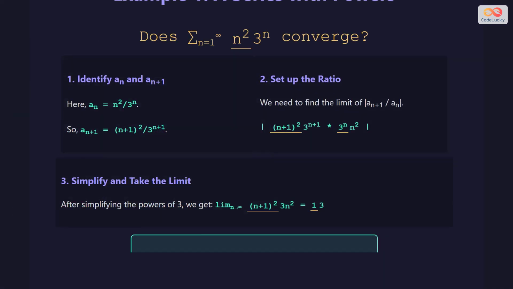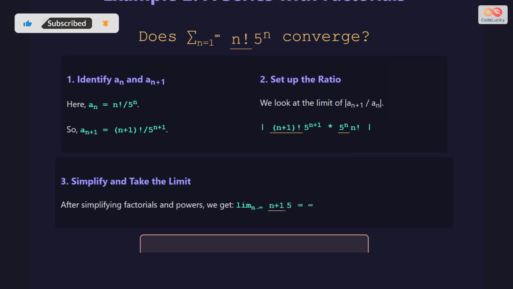Let's work through an example. Consider the series which is the sum of n squared divided by 3 to the power of n first. We identify our term a sub n as n squared over 3 to the n. The next term, a sub n plus 1, is n plus 1 squared, over 3 to the n plus 1. We then set up the ratio of a sub n plus 1 over a sub n and simplify. After canceling terms, we take the limit as n approaches infinity, and we find that the limit L is 1/3. Since 1/3 is less than 1, we can conclude that this series converges.